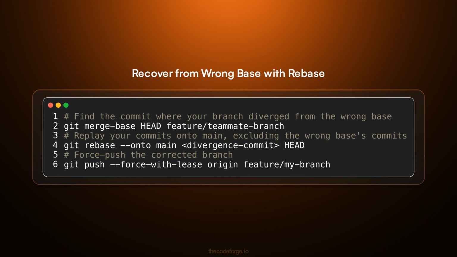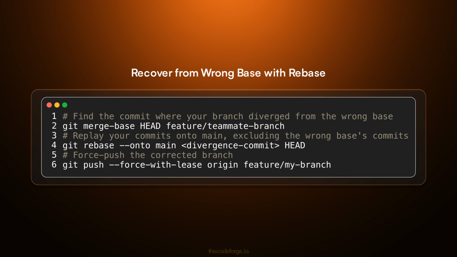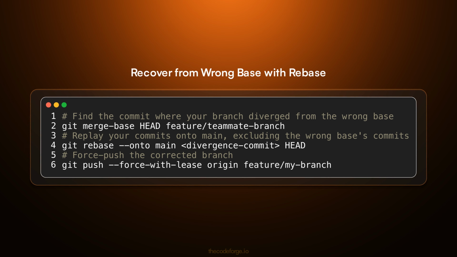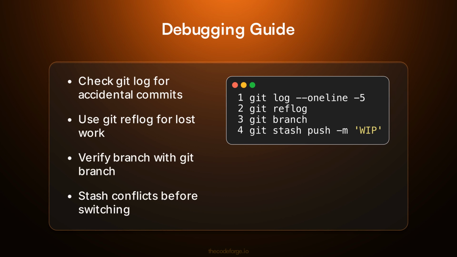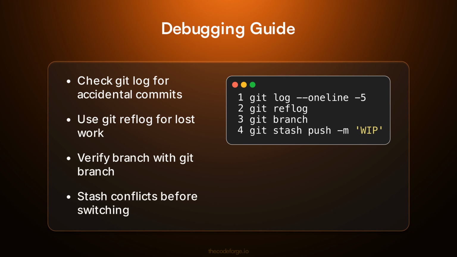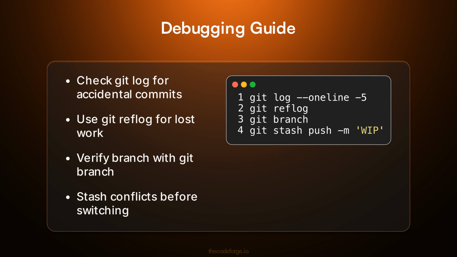If you branched from a teammate's feature branch instead of main, use git rebase --onto to replay your commits onto the correct base. This avoids including unrelated commits in your PR. When things go wrong, start with git log to see recent commits. Use git reflog to find lost work. Always verify your current branch with git branch. If switching fails due to uncommitted changes, stash them first.